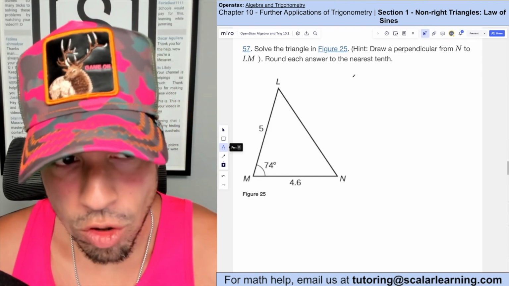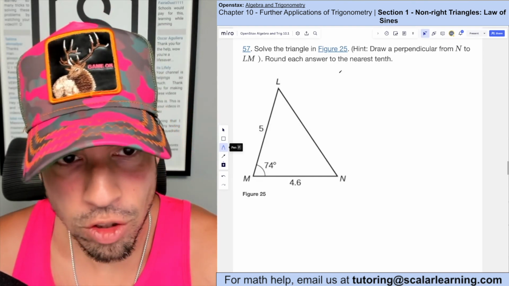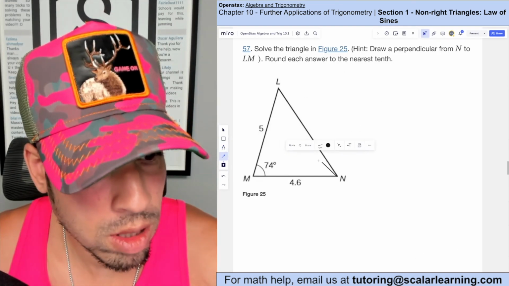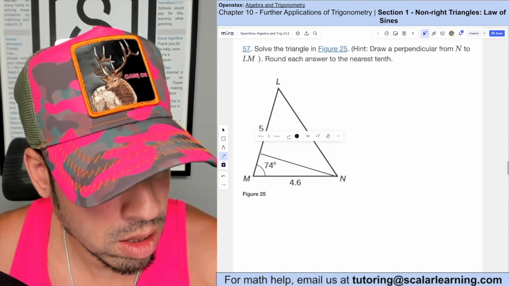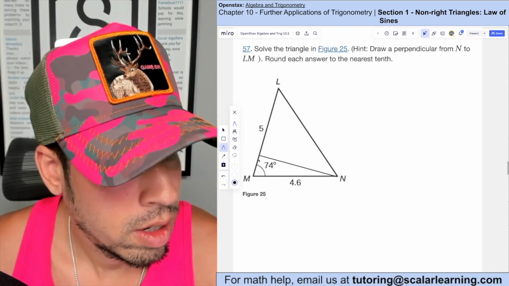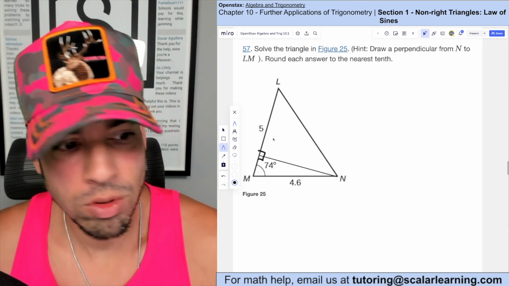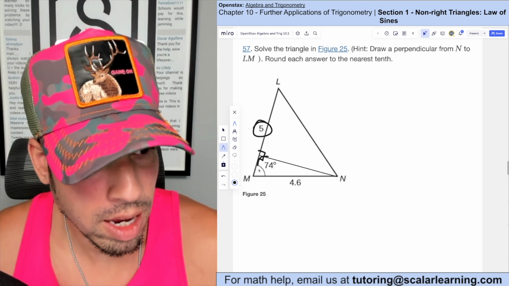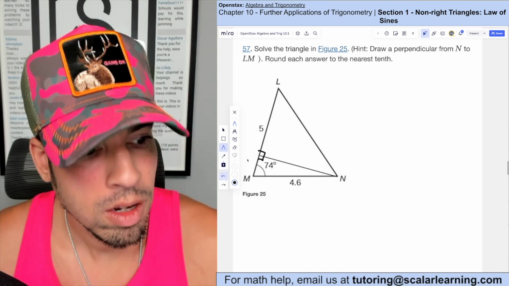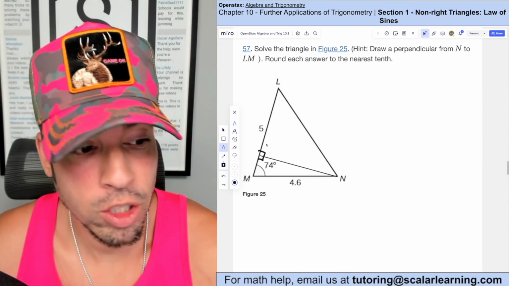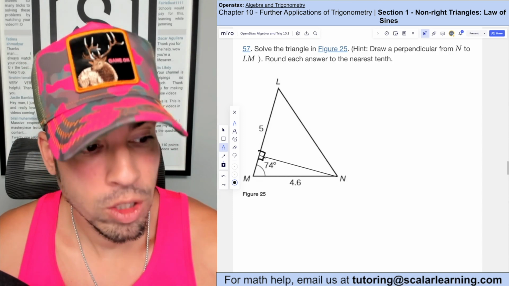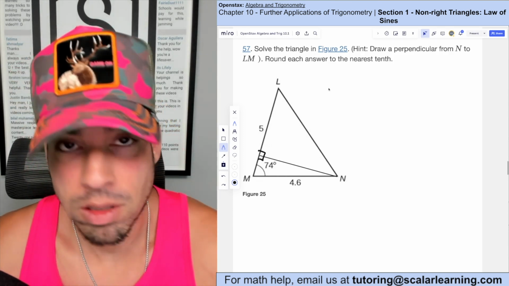So for this one, it says solve the triangle and round each answer to the nearest 10th. Now, first it says to draw a line that is perpendicular to LM from N. So I'll do that now. And perpendicular means it forms that nice right angle. Now, the reason why we have to do this to solve the triangle is because I have side, angle, side. So normally, law of sines wouldn't be able to do much in this situation. But we can draw a line and then still get to the same spot.